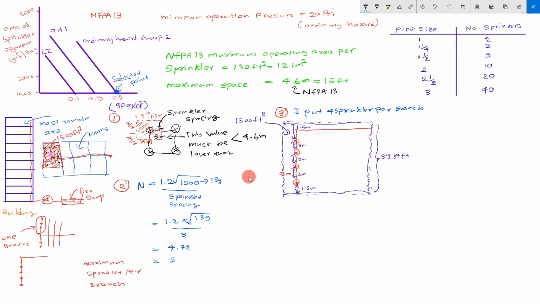Now I find the width. This length is L. I want to find L. L equals 1500, this simple equation you all know, divided by 39.37. Now L is 38.1 feet. Okay.